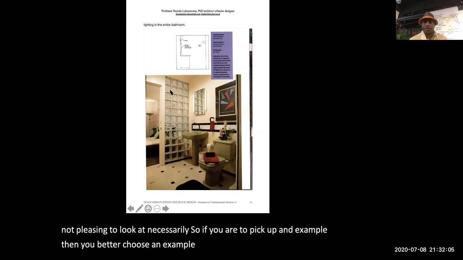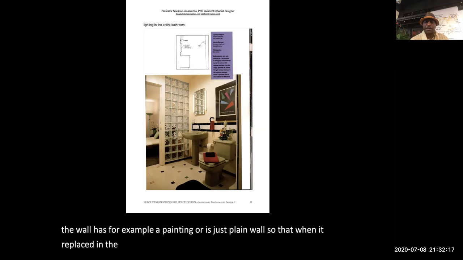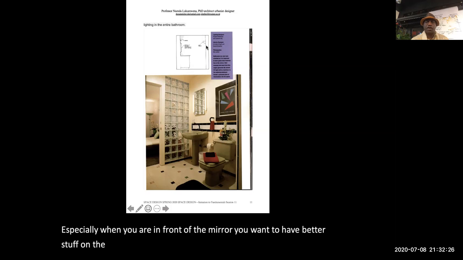So if you are to pick an example, then you better choose an example where this side of the mirror of the wall has, for example, a painting, or it's just a plain wall, so that when it reflects in the mirror, it does not disturb, especially when you are in front of the mirror. You want to have better stuff on the side.